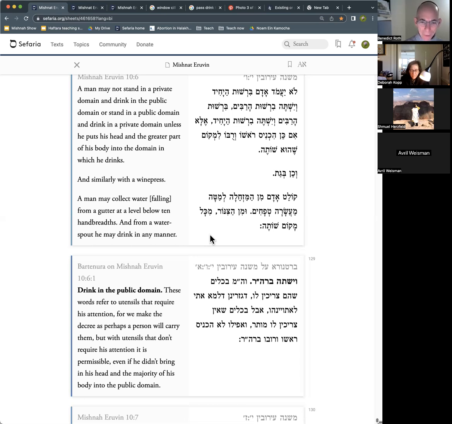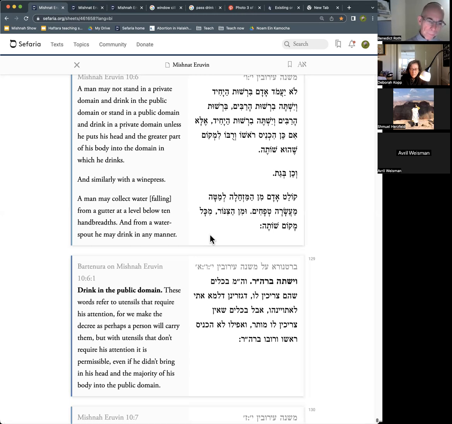And then going back to water and domains, a person can collect water from a gutter. This is water falling from a gutter. So if you can visualize rain on a roof, the water's falling from the gutter. But he collects it at a level below 10 hands breadths.